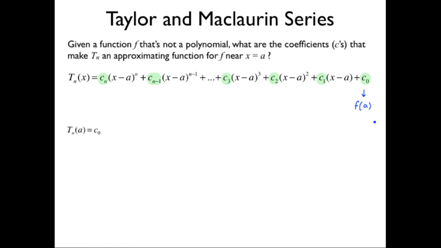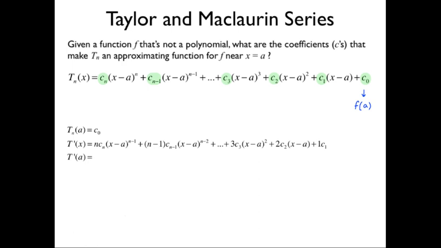Now the next thing we're going to do is take the derivative of our polynomial. We're going to use the power rule. So it's going to be n times c sub n times x minus a to the n minus 1, and then n minus 1 times that coefficient times x minus a to the n minus 2, and we're going to do that the whole way. We take the derivative, and that's what we get, just the power rule on all those terms.